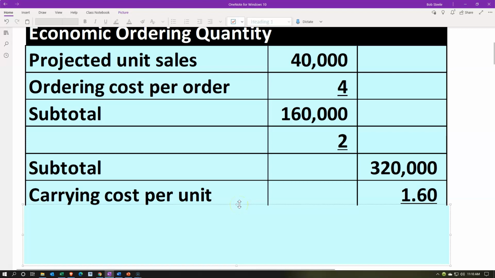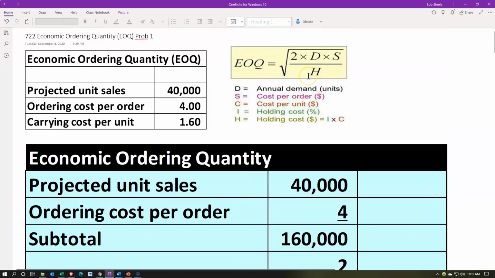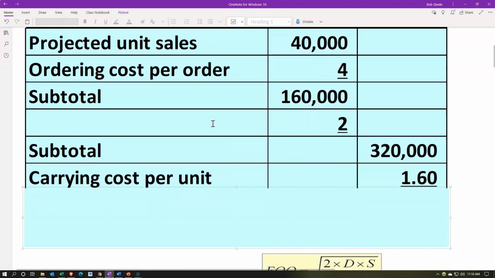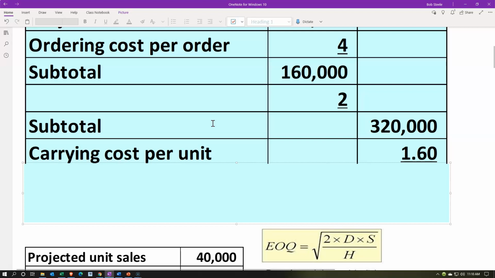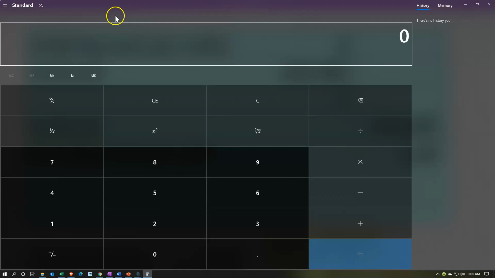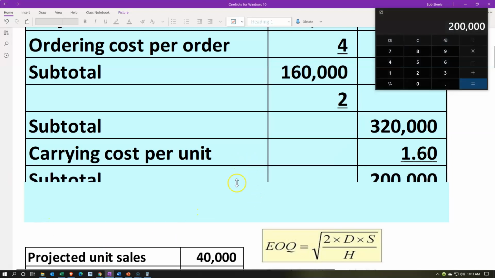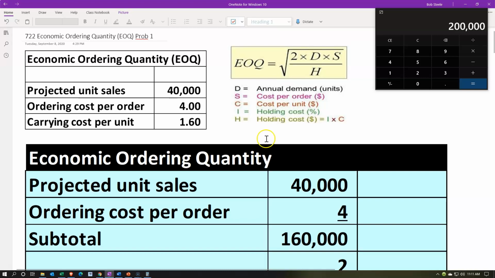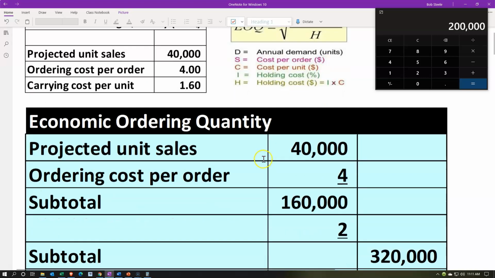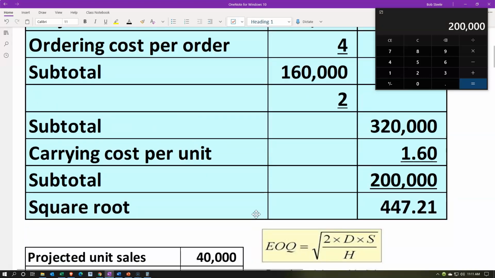Then we have the carrying cost per unit. That's going to be the denominator, or H. We're going to divide that by the 1.6. So if I take the 320,000 divided by the 1.6, let's pull out the trusty calculator here. 320,000 divided by 1.6, we're going to get 200,000. I'm going to call that a subtotal, because then we need to take the square root of that. So I'm just going to call it the square root. And if we take the square root, we get 44,721.